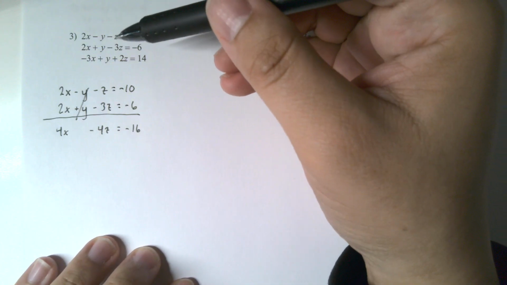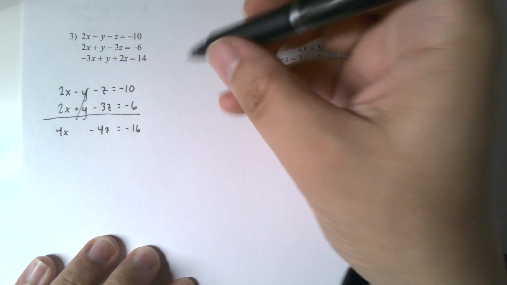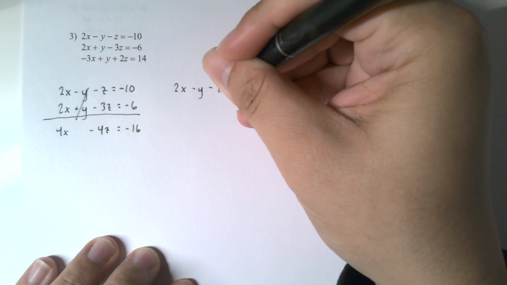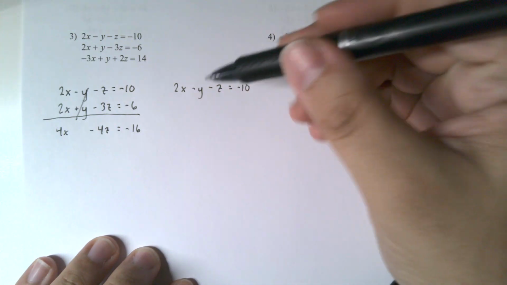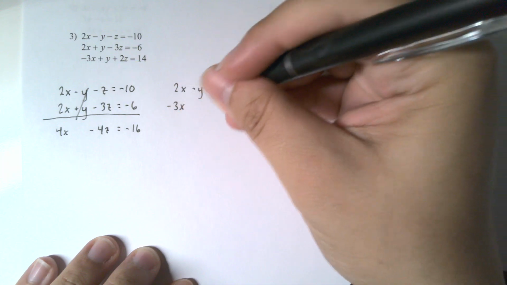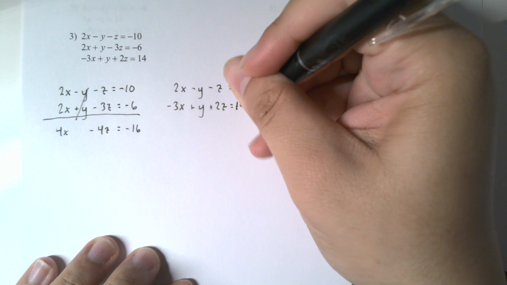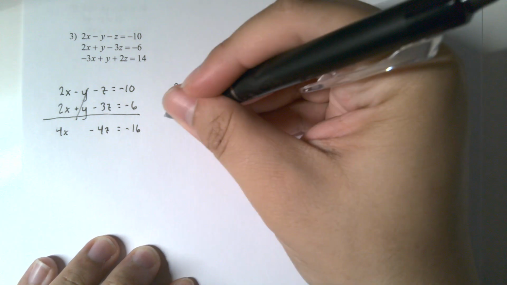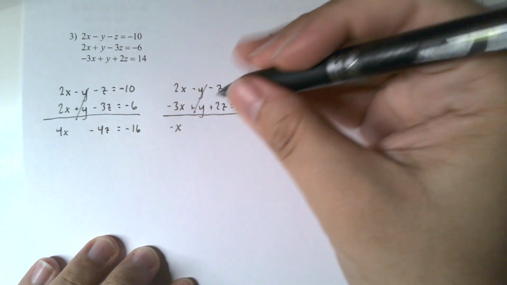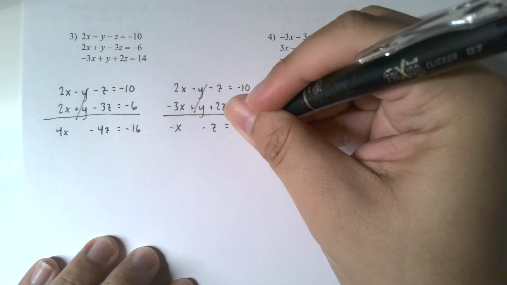Notice that we could also use the first equation and the third equation as well. If we do that, we have 2x minus y minus z is equal to -10, so the first equation again. But then let's add it with the third equation, which is -3x plus y plus 2z is equal to 14. And if we add these two together, we're going to get -x, the y's will cancel, and we have -z is equal to +4.